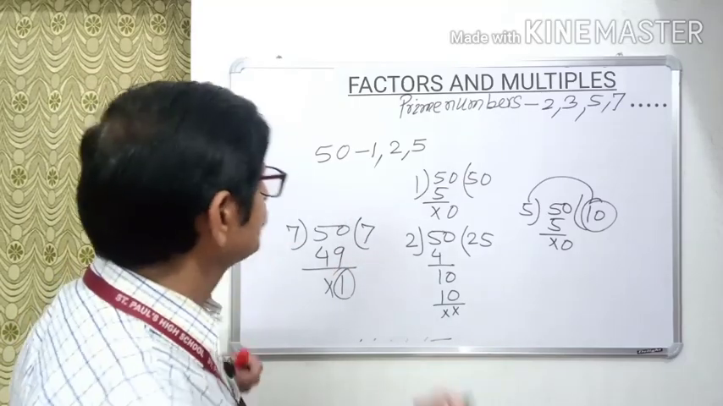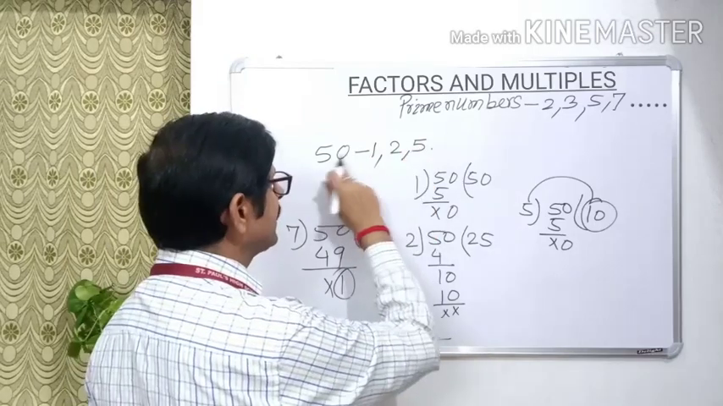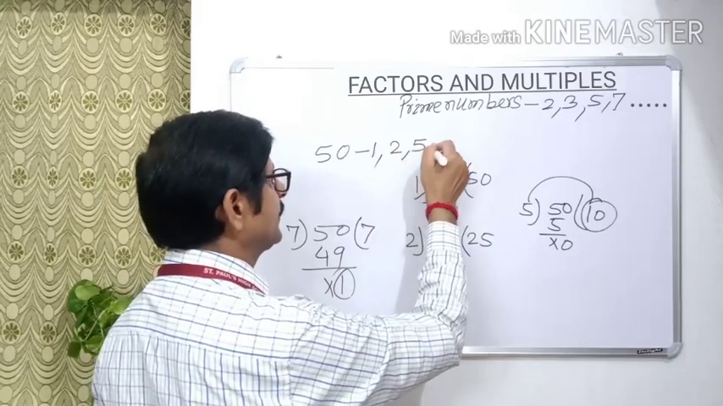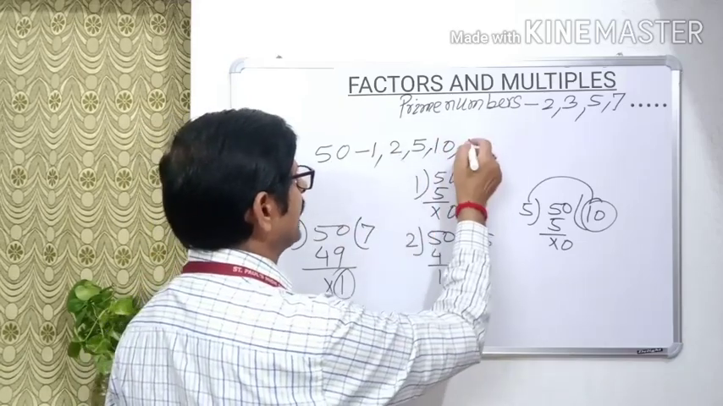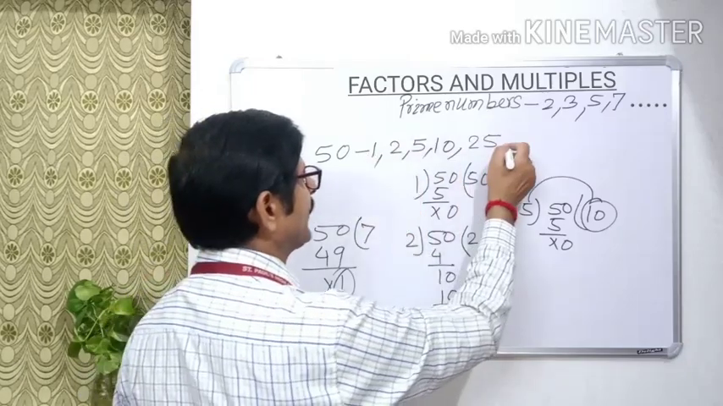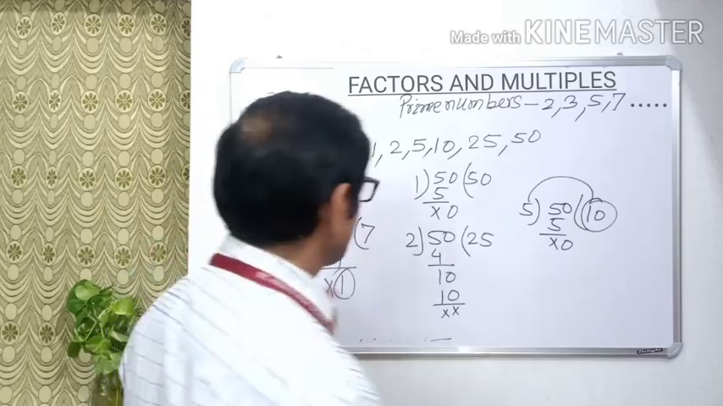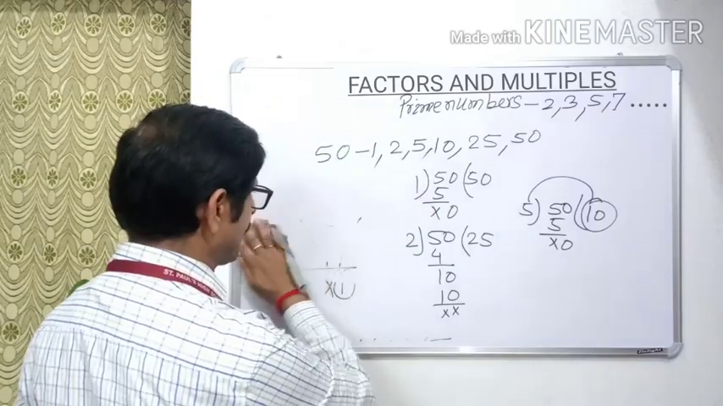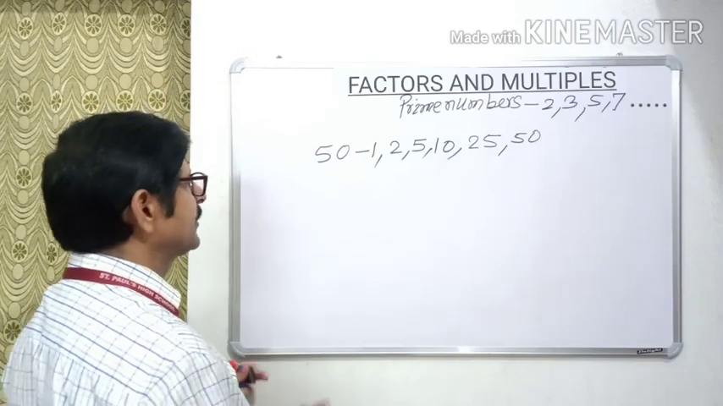So we do not need to test the divisibility by any more numbers. Then what to do? Simply divide this number by these. 50 divided by 5 will give you 10. 50 divided by 2 will give you 25. And 50 divided by 1 will give you 50. Isn't it interesting? Let me take one more example to make it clearer. Let us take the number 60.